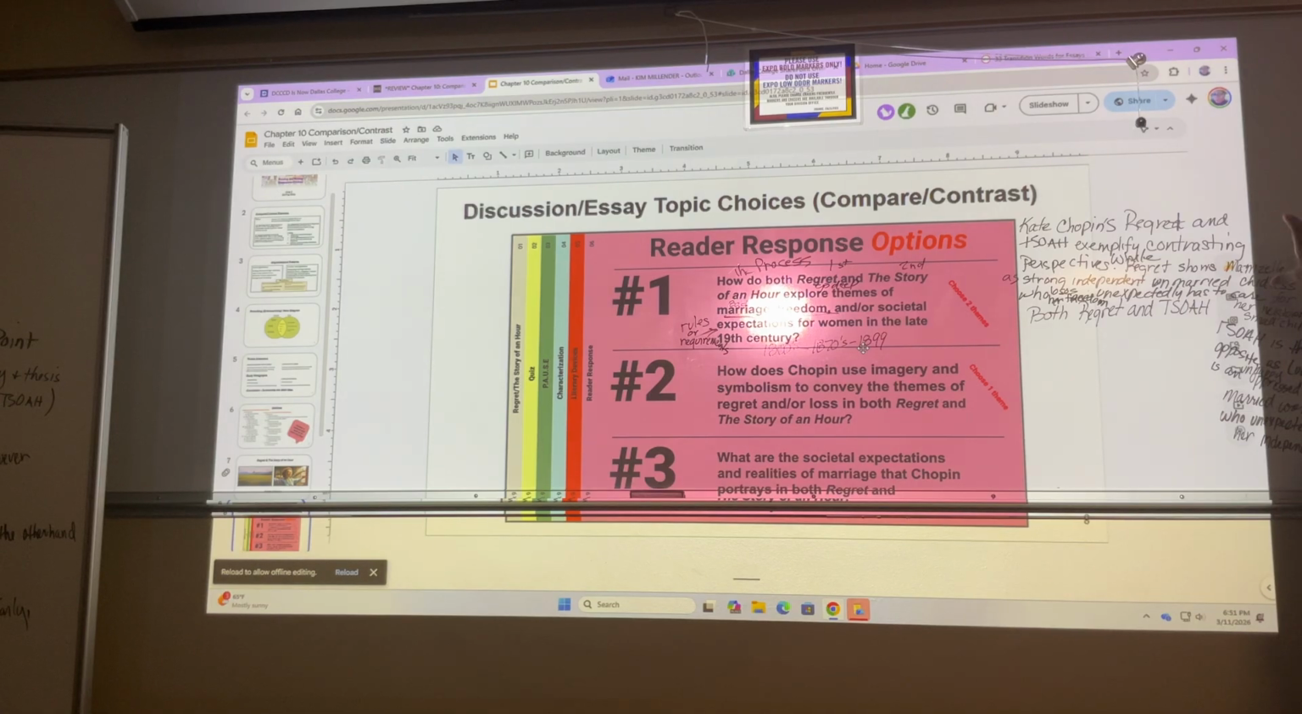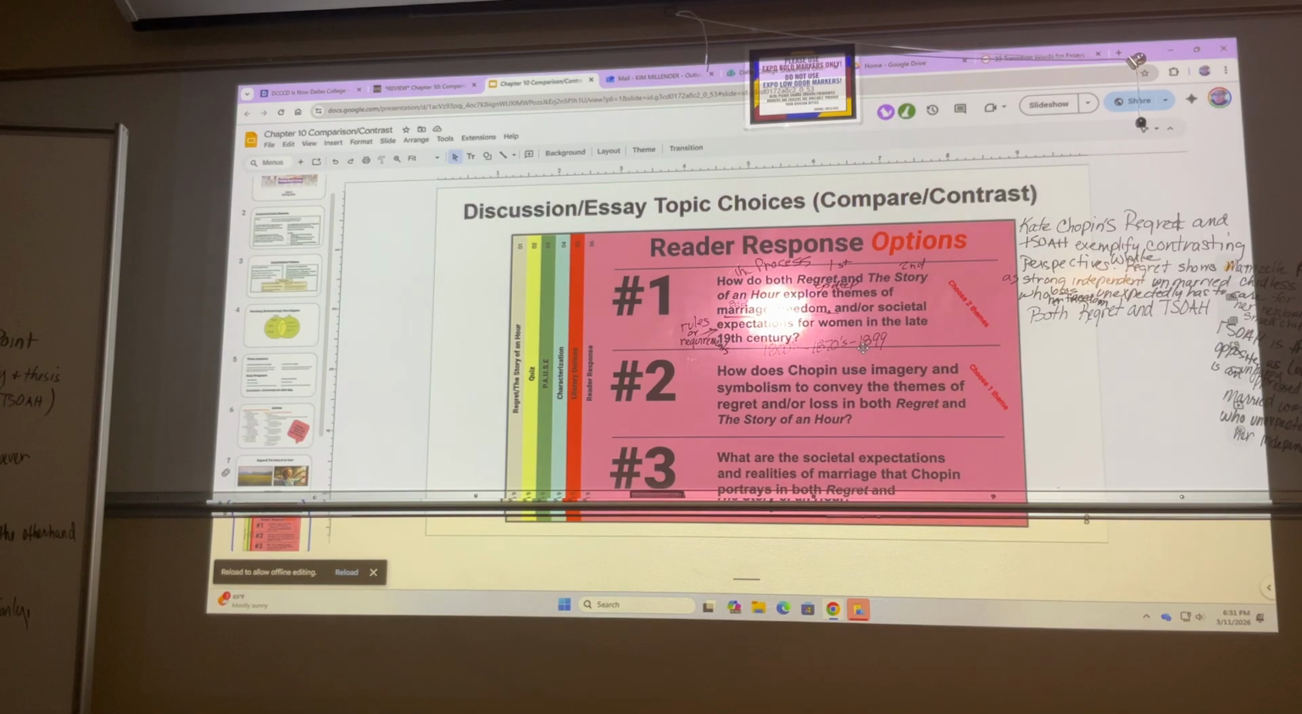But does that make sense how that's the summary? Yeah, because that goes on into what the topics that you're gonna go into. Right. So we're saying that Kate Chopin's Regret and TSOH exemplify contrasting perspectives. So they're told from these two different perspectives, right? Regret shows this, while TSOH shows the complete opposite. But that's what I chose to write about. You can say that they show similar things in terms of a loss of freedom, you know what I'm saying? You find the similarities. Got it? You do it. I'm just showing you what to do.